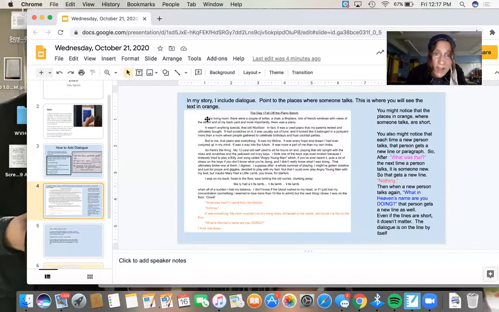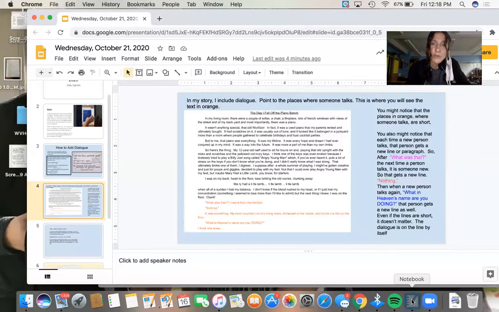And notice that each one of these paragraphs is indented. It doesn't start all the way off to the left. It starts in about a thumb space away. So does your dialogue. Your dialogue is also going to start indented. Even if it's just one word, it gets indented.